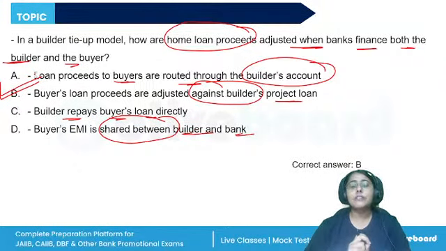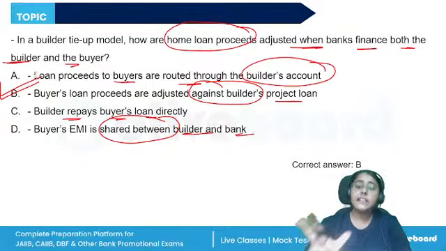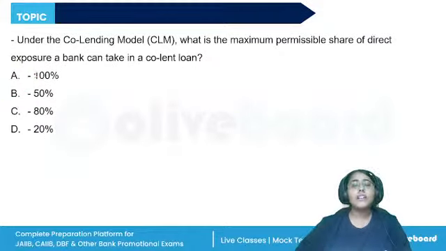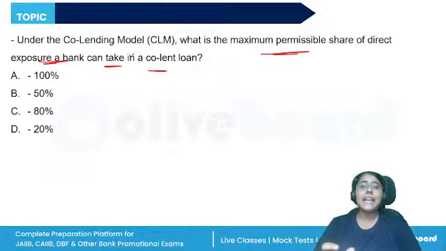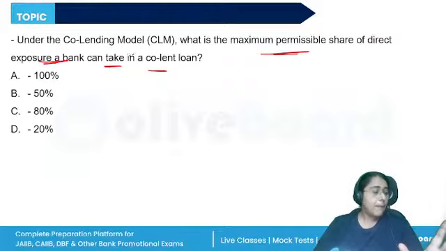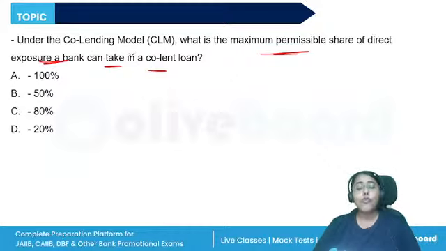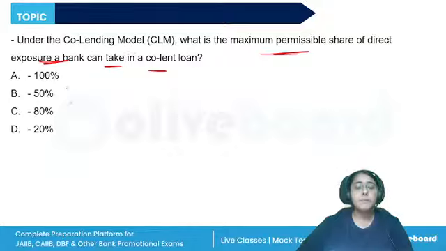Directly, the bank is going to finance the builder, and the builder will repay the loan from the sale proceeds. All right. In the co-lending model, what is the maximum permissible share of direct exposure? Co-lending model between the banks and NBFCs, right? Banks have the benefit of higher capital, right? NBFCs have the benefit of greater reach. So, what is the exposure limit? 100%, 50%, 80%, or 20%.